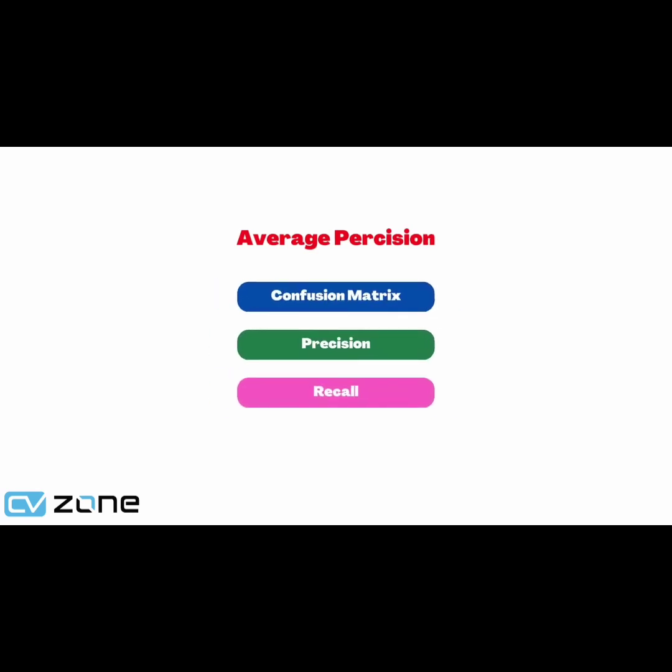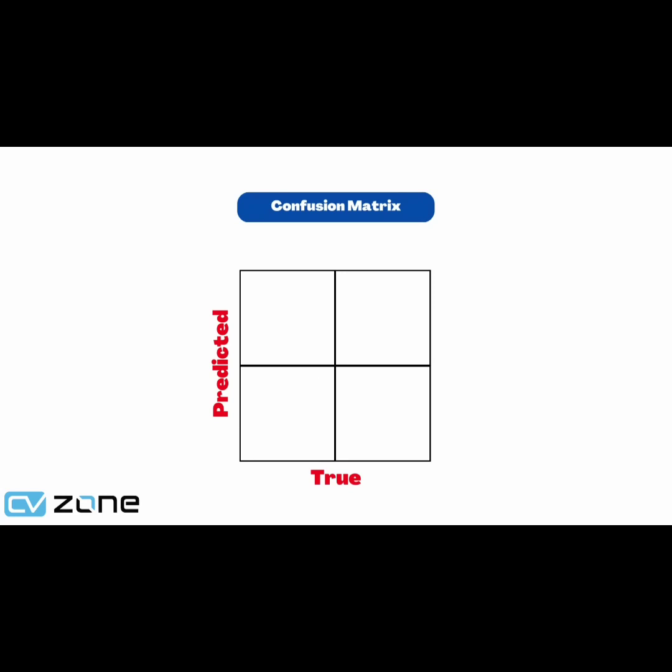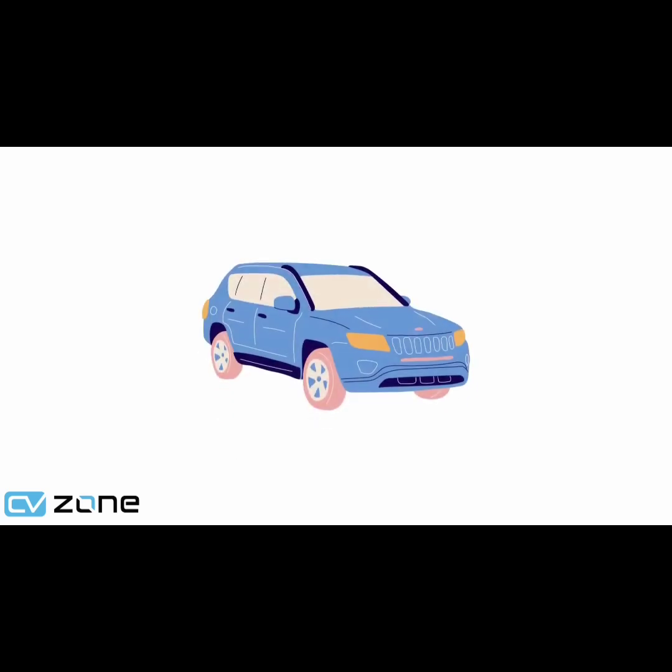In order to understand average precision, we need to know confusion matrix, precision, and recall. Confusion matrix is a simple table that consists of actual classes on one side and the predicted classes on the other. Let's have a look at an example of a car classifier.